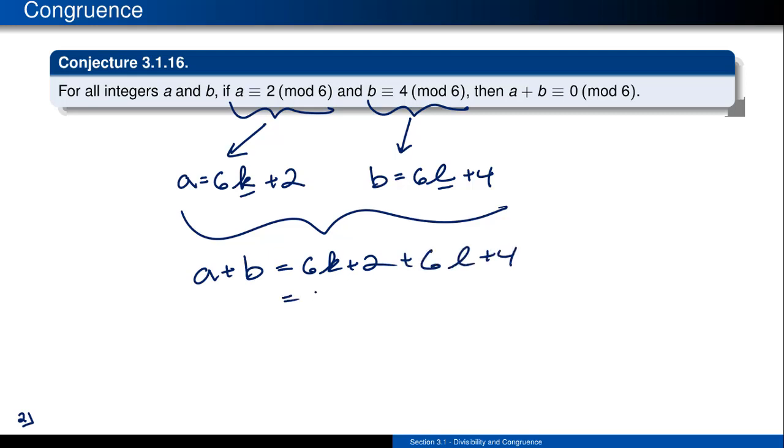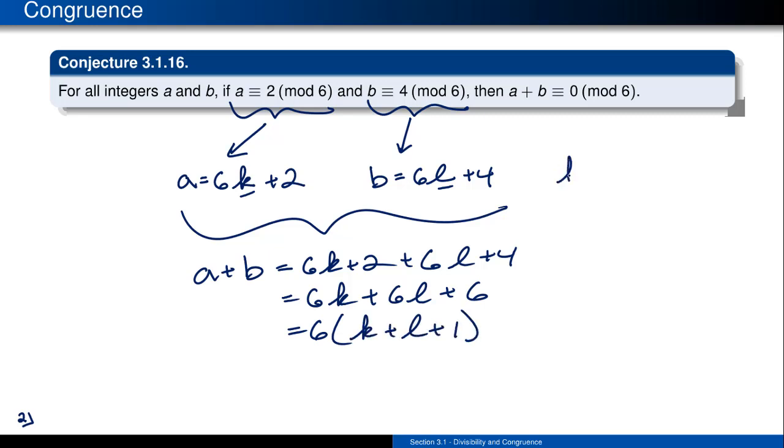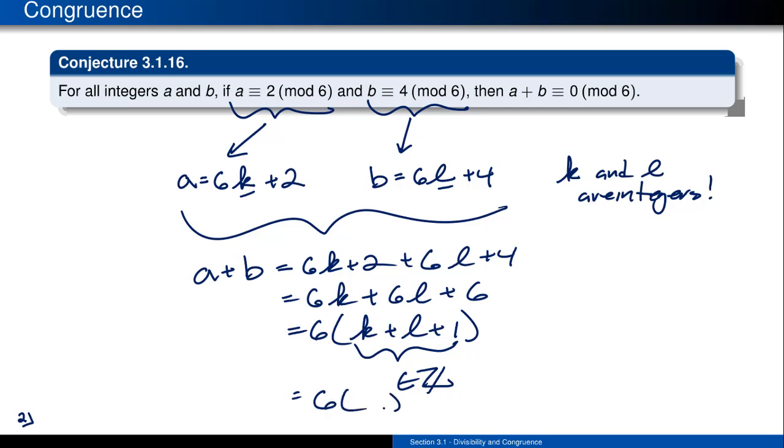plus 4. Well, you can see all of these nice little 6's popping out. All of these little pieces have a 6, and if I factor a 6 out of that, I'm left with k plus l plus 1. So k and l are integers, and this little object right here is again going to be some very nice integer. So at the end of the day, this is going to look like 6 times some integer.